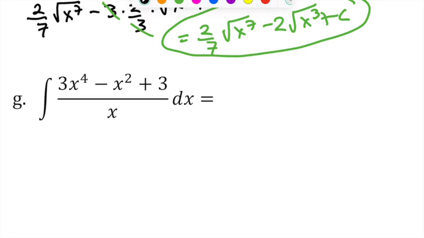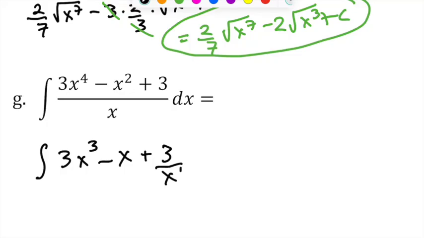So very similar to the previous problem. This one's actually a little simpler. So this is going to be 3. So if I take this x with the x to the 4th, that's going to be x cubed minus this x is going to cancel out with 1x from the x squared plus, and then we're going to write this as 3, and instead of writing it over x, we're going to write it as 3 times x to the negative 1 half. Now take the integrals separately.